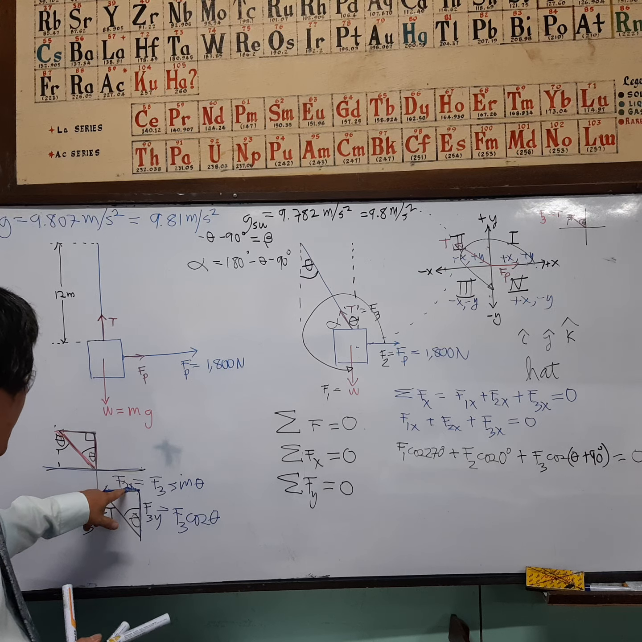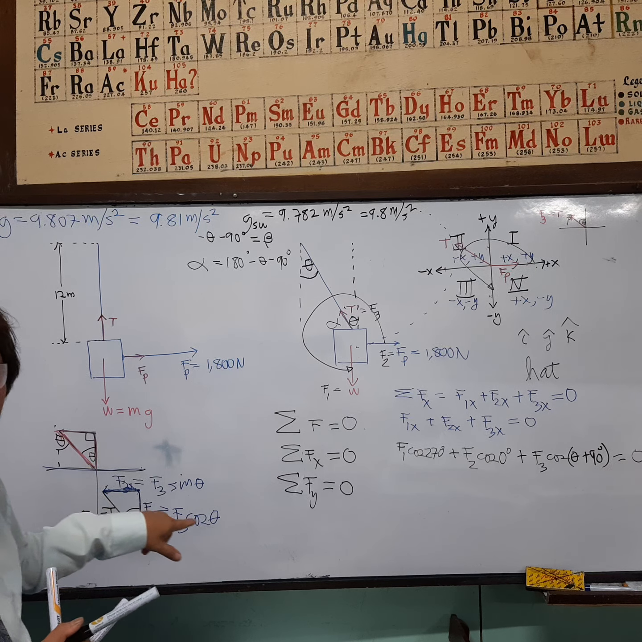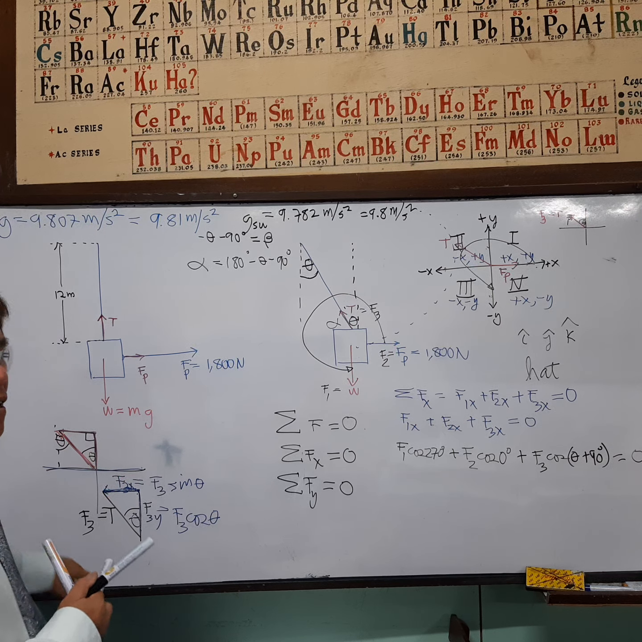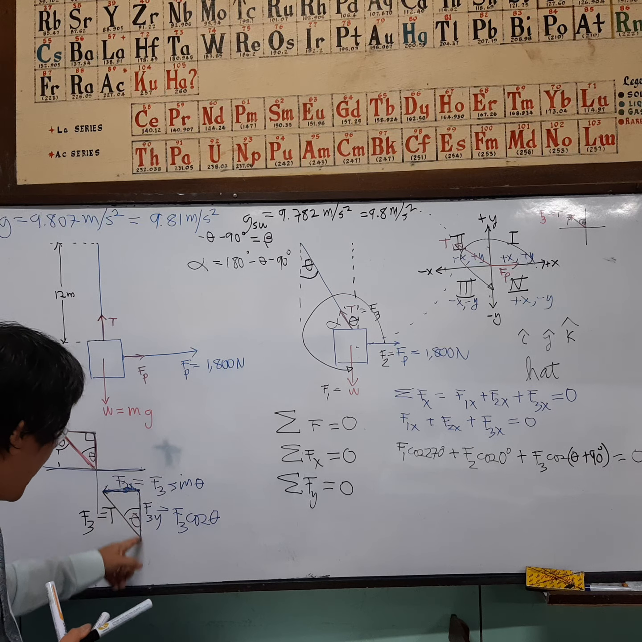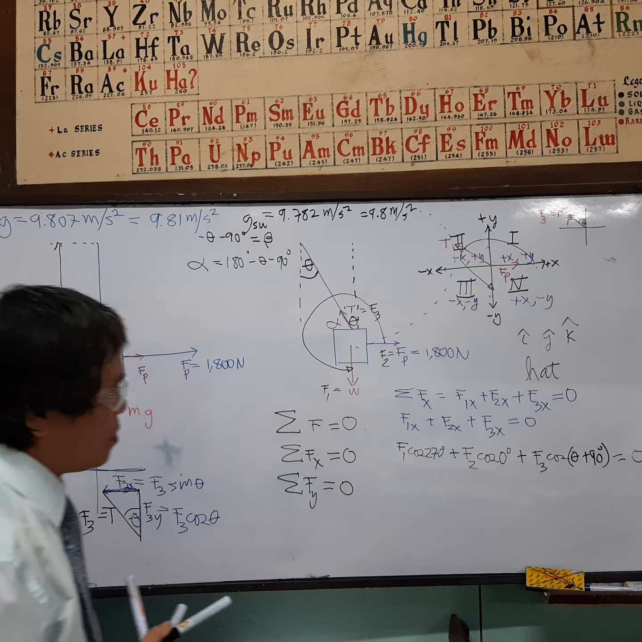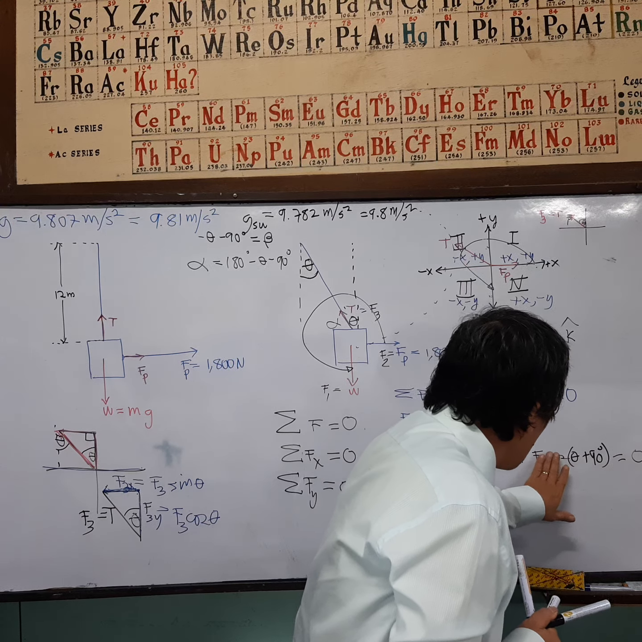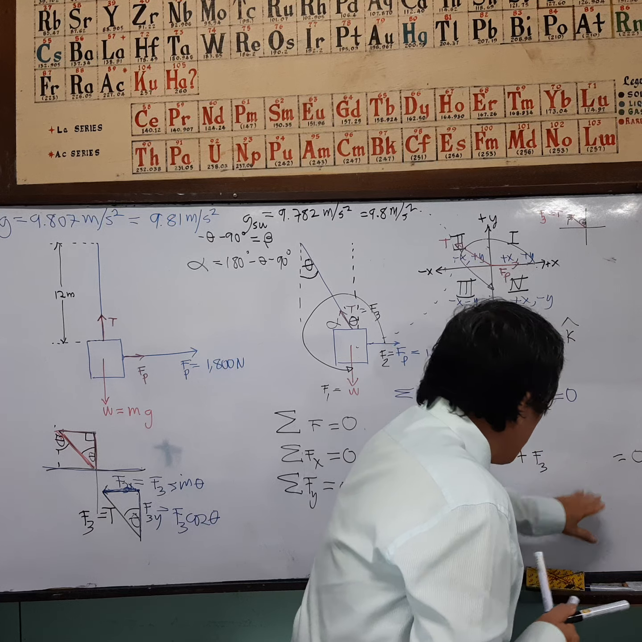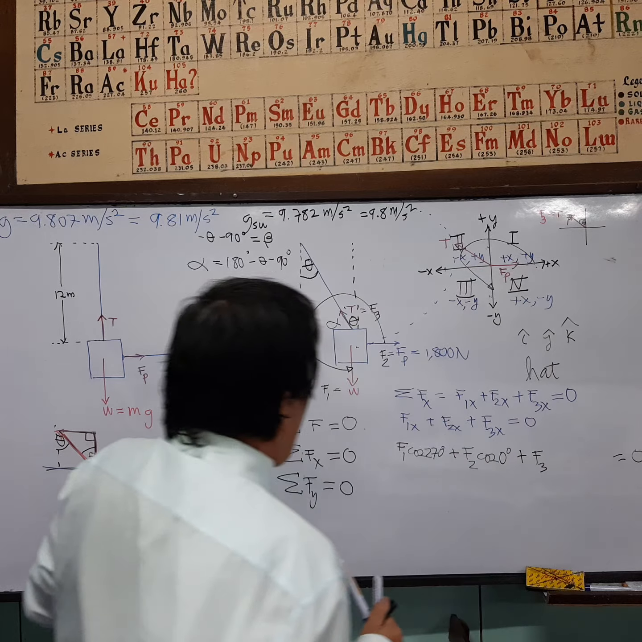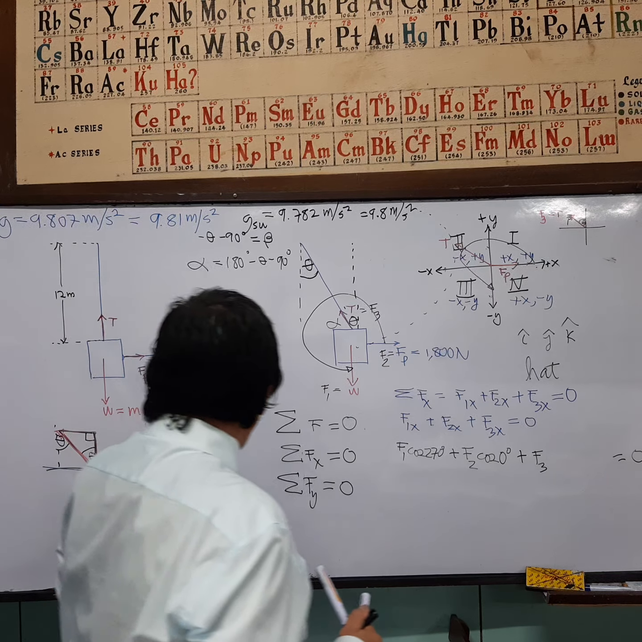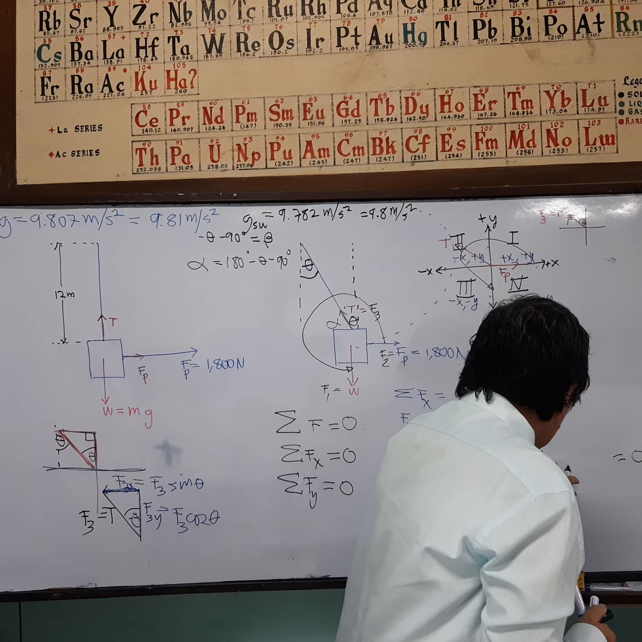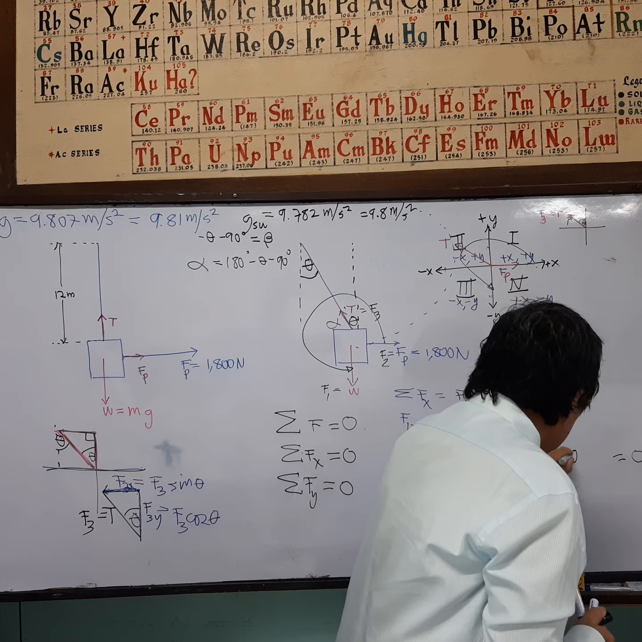Why is this one F3x? Because it is the horizontal side of the triangle, which is the x-axis. This is the vertical side, the y-axis. So, to avoid the use of this one, I'm going to erase that. You have here the x component, F3x, which is F3 sine theta.